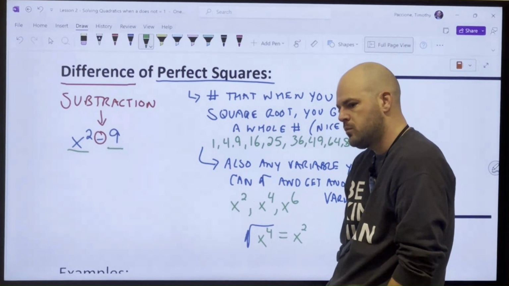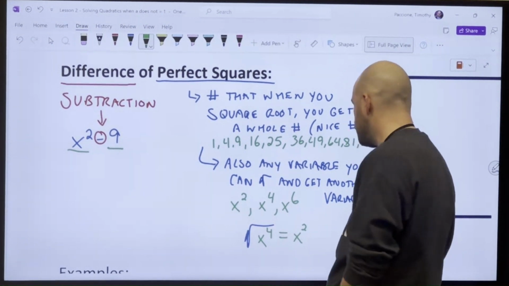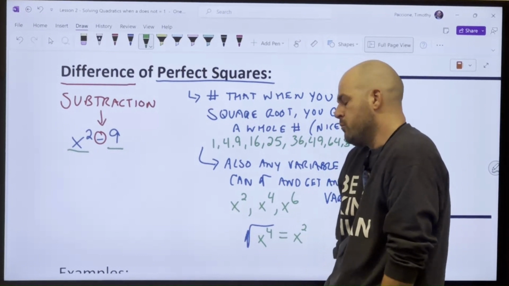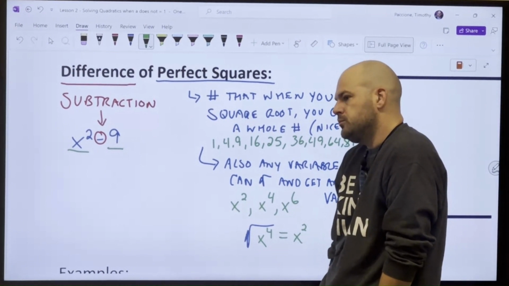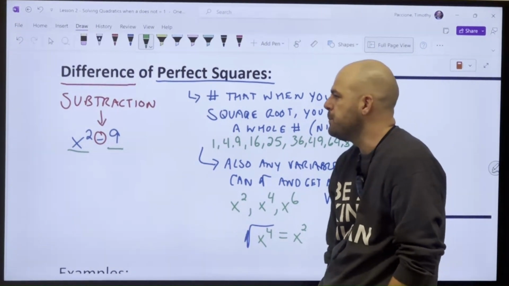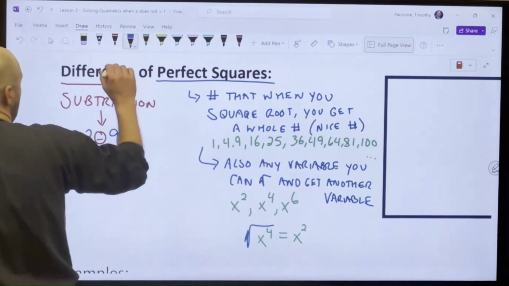In that case it would be 6 because it's addition, you add the exponents. So in the case of variables, for it to be a perfect square, the exponent has to be even. Exactly. You can square root an even exponent. All right, so why do we want to know this? Why do we care about this?